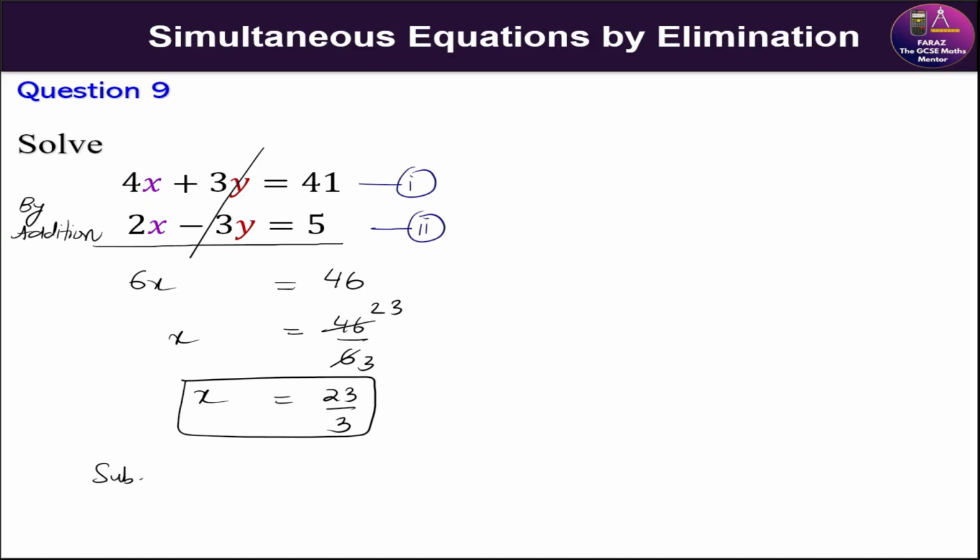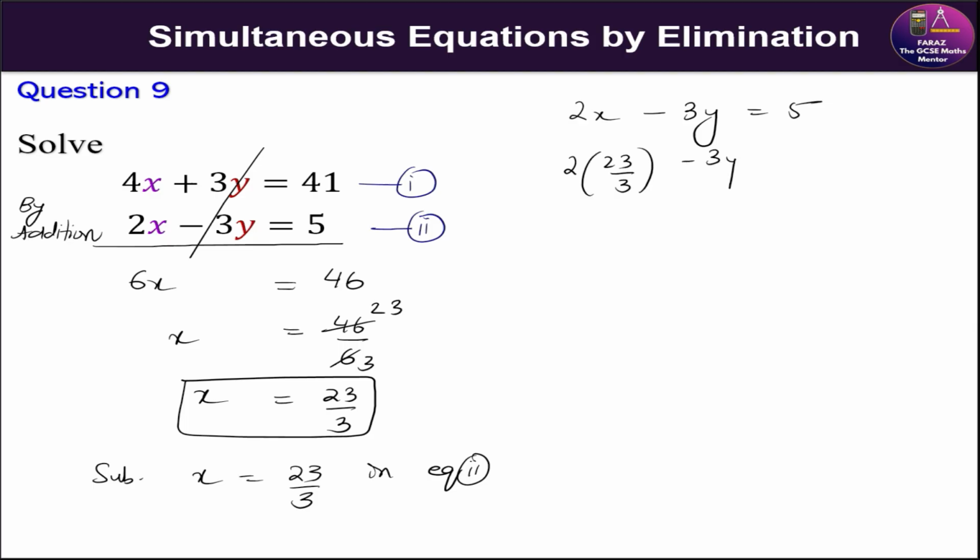Let's substitute x equals 23 over 3 in equation number 2. It will look like this: 2x minus 3y equals 5, and 2 times 23 over 3, minus 3y equals 5. 2 times 23 gives you 46 over 3 minus 3y equals 5. To solve this equation we have to add 3y on both sides, because whenever the y term or x term in an equation is negative, we make it positive. So you have to add 3y on both sides.